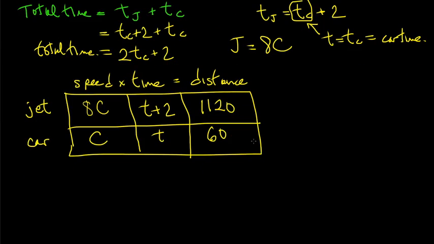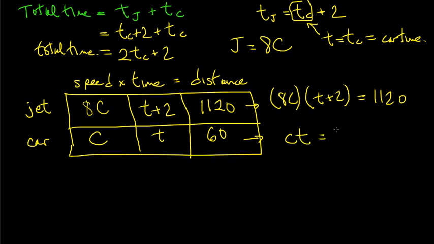Okay. So I think these are the two equations. Speed times time, so 8 times c times time, t plus 2, is equal to 1120. That's the first equation. The second equation is c times t equals 60. Okay, so we have two equations. However, we also have two variables.